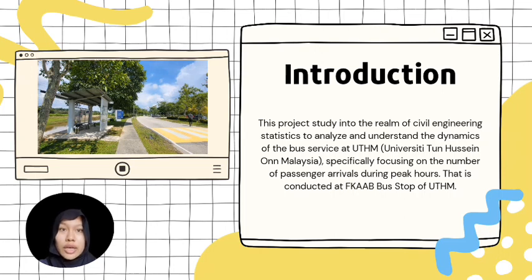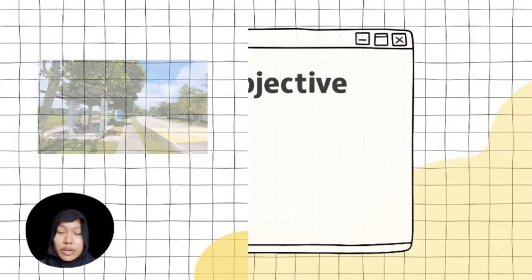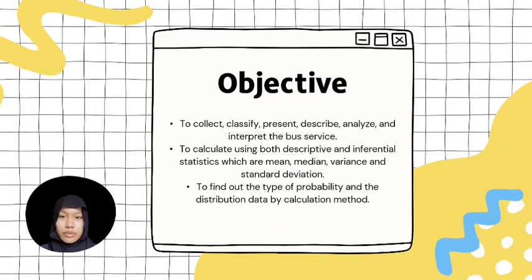For the introduction, we study the bus service at the FCUP bus stop, aiming to understand passenger arrivals during peak hours. Bus services are vital for students, faculty, and staff. As the university grows, reliable transportation becomes crucial, and our study focuses on the FCUP bus stop, a key spot on UTHM campus. Using civil engineering statistics, we analyze passenger arrivals during peak hours to identify patterns and areas for improvement. Next, here is the objective of our study.